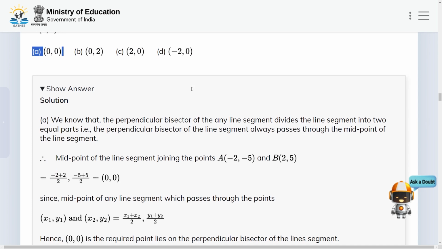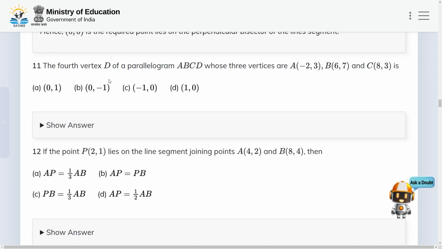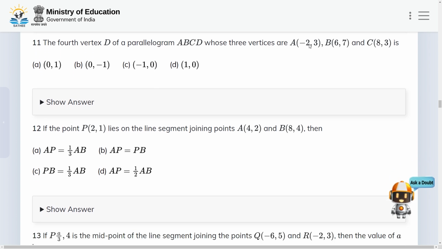And now let us move to question number 11. The fourth vertex D of a parallelogram ABCD whose three vertices are A minus 2 comma 3, B 6 comma 7 and C 8 comma 3 is what? Basically, we have been given three vertices of a parallelogram and we need to find the fourth vertex D. So let us find.